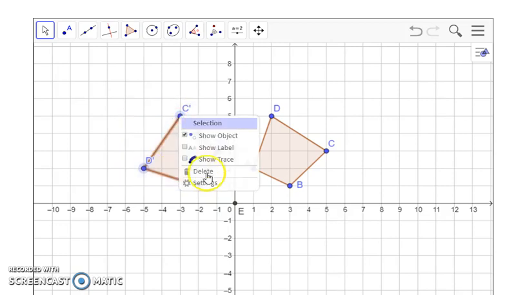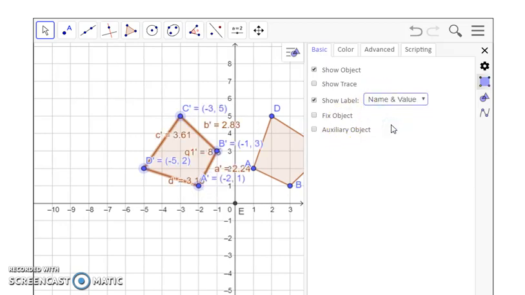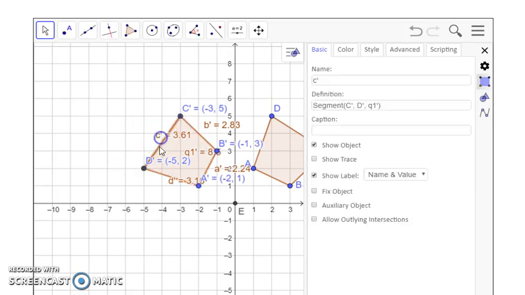And I'm going to right-click on a certain point and do Settings. I'm going to change this to name and value. Now I get a ton of names and values. So I'm just going to remove the labels from the sides here, get them out of the way so that it's a little bit cleaner to see. And last one.